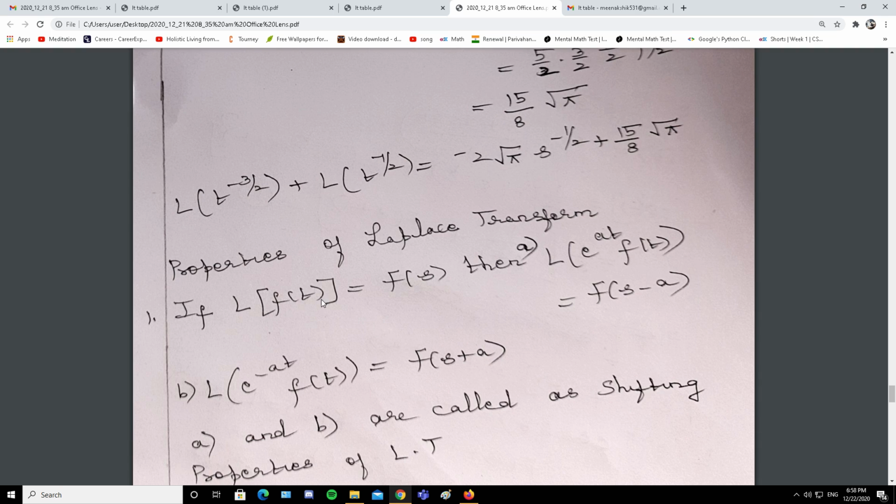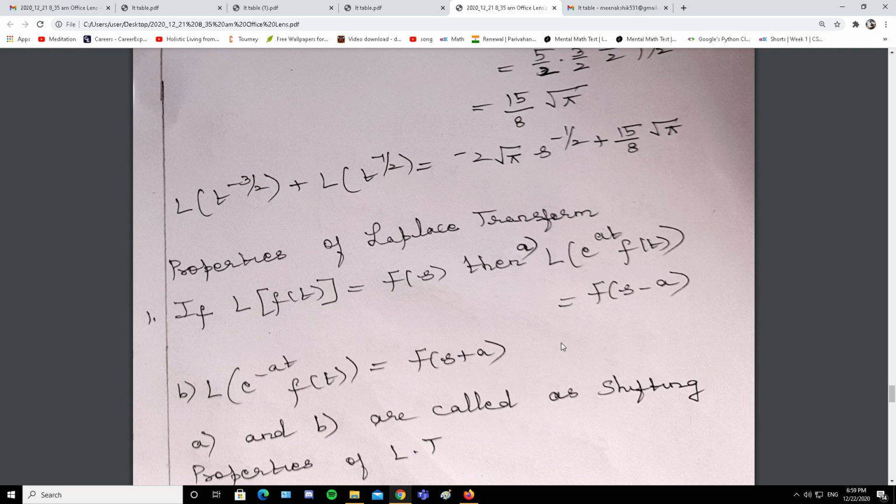So if L of f of t equals f of s, it means that if the Laplace transform of the real valued function exists, then the Laplace transform of the product e power at f of t is f of s minus a. In place of a, if you have minus a, then we have f of s plus a.